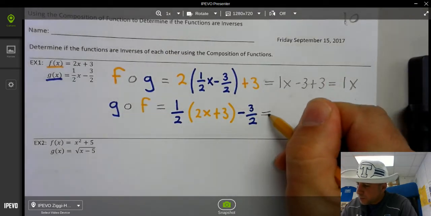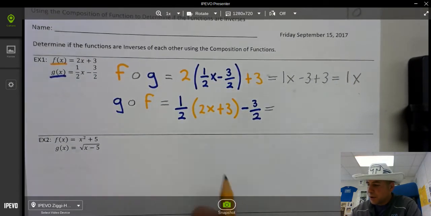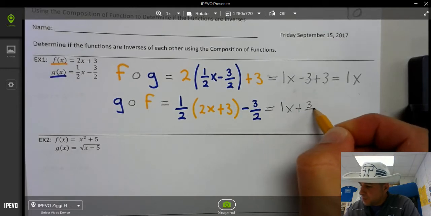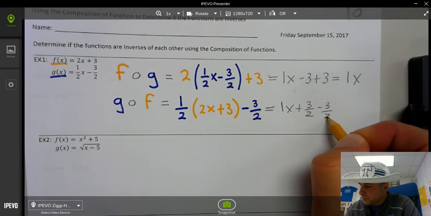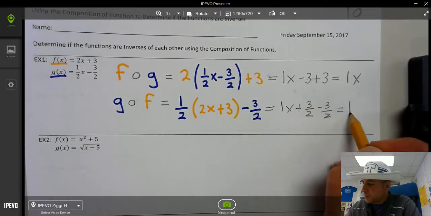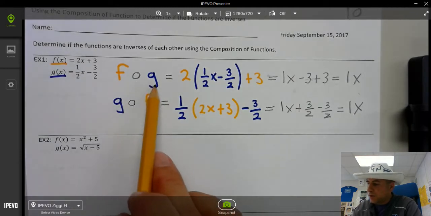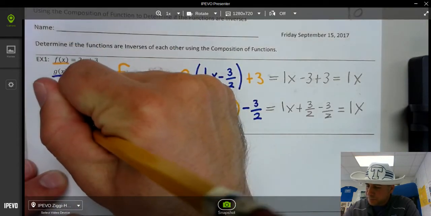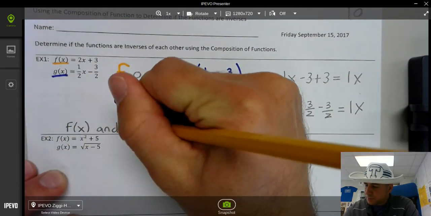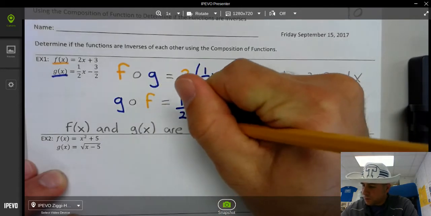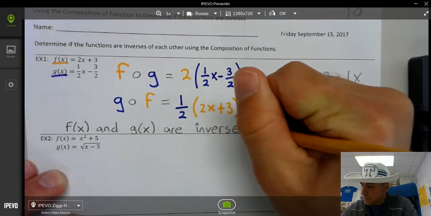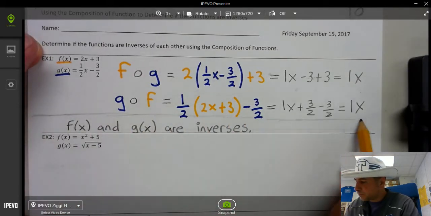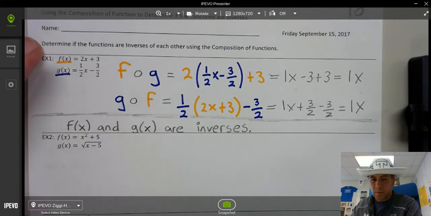Equals, now we simplify. One half times 2 is 1x. One half times 3 is plus 3 divided by 2. And then minus 3 divided by 2. Those cancel, you get 1x. Since f of g is equal to 1x and g of f equals 1x, we can say that f of x and g of x are inverses.